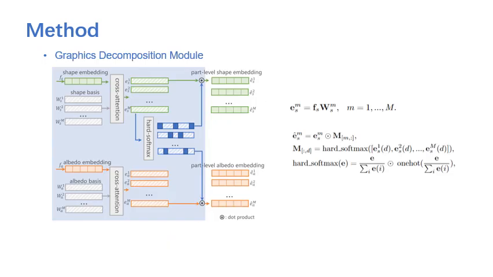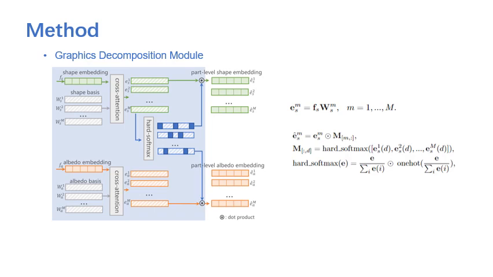To decompose the global embedding of the image into a set of semantically consistent part-level descriptions, we propose the graphics decomposition module, taking shape decomposition as an example. GDM maintains M shape bases, W_M, as the implicit part templates. Given the global embeddings, GDM performs cross-attention between the global embedding and the bases to get M disentangled D-dimensional embeddings. After that, an M-way one-hot attention vector is generated for each of the D dimensions to further reduce the entanglement and generate independent part-level embeddings.